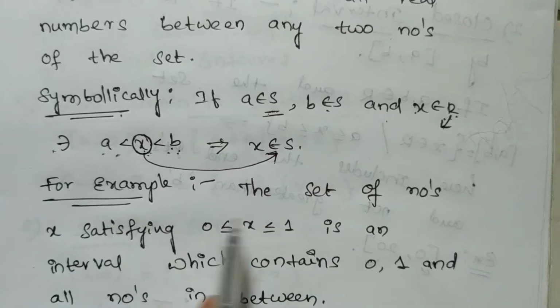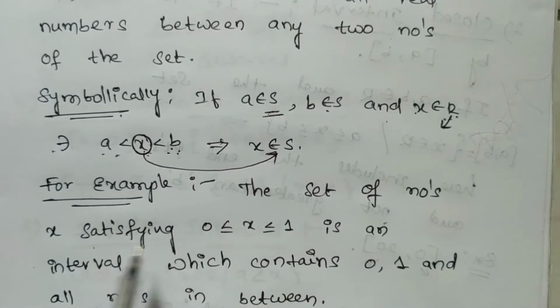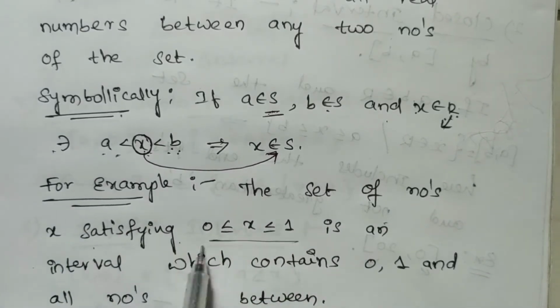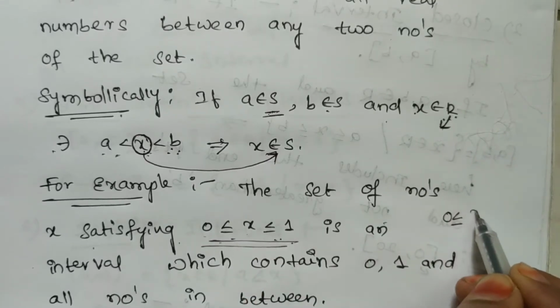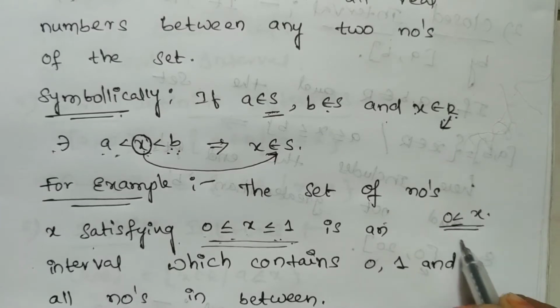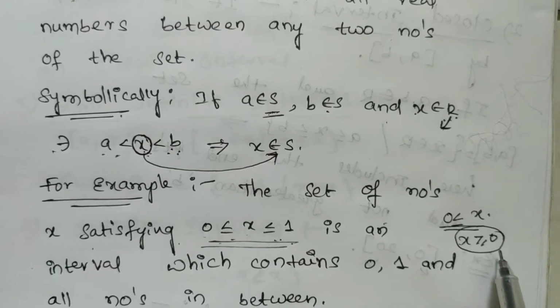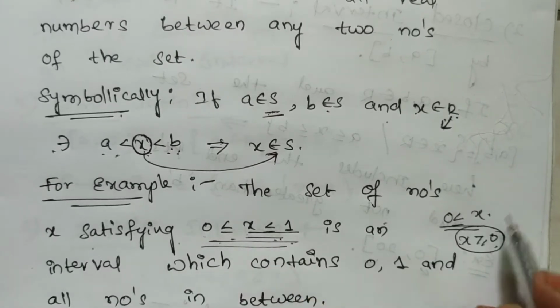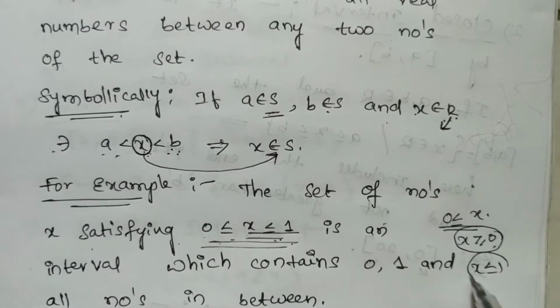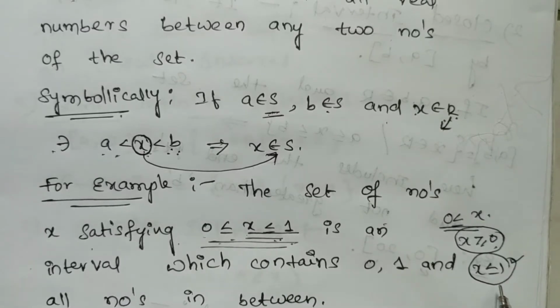So for example, the set of real numbers X satisfying the condition 0 less than or equal to X less than or equal to 1. Here 0 less than or equal to X means X is greater than or equal to 0, and the next condition is X less than or equal to 1.